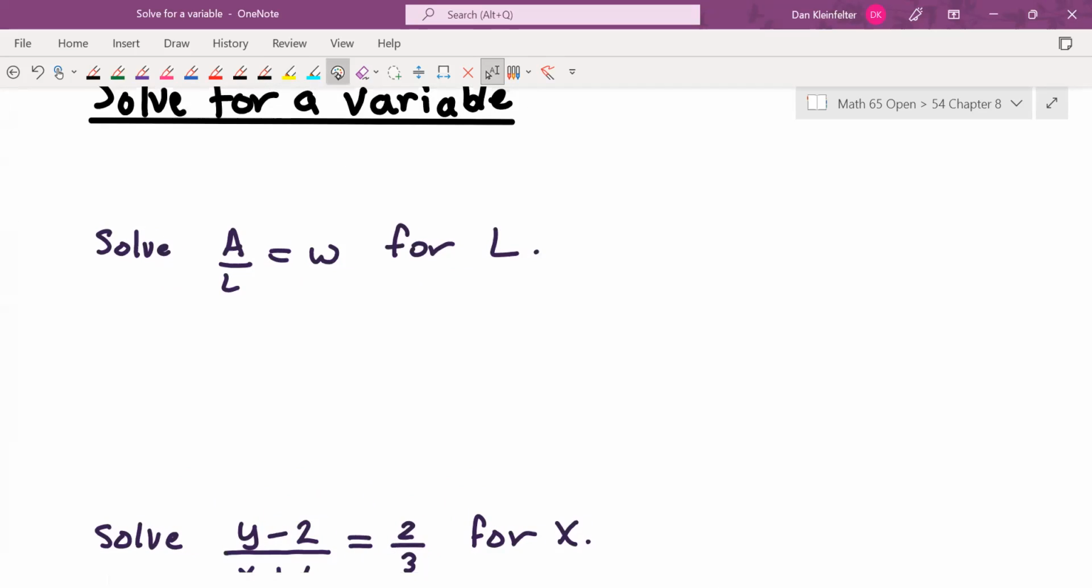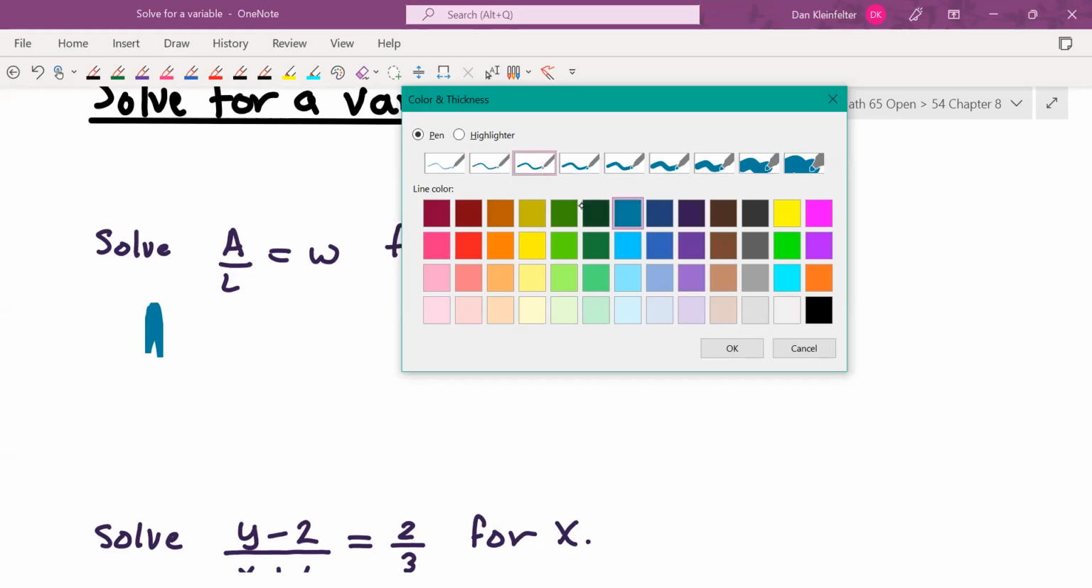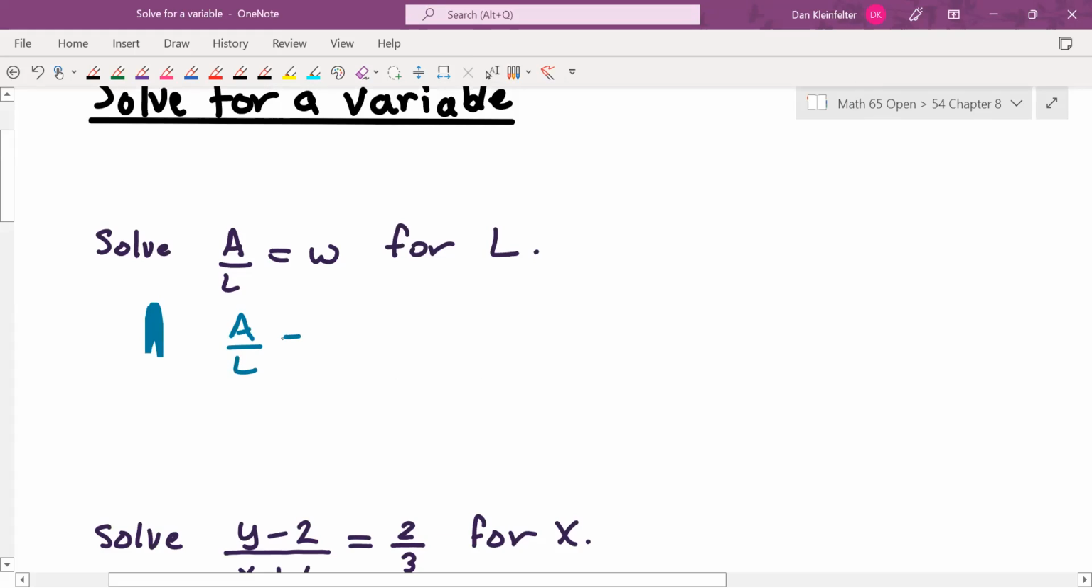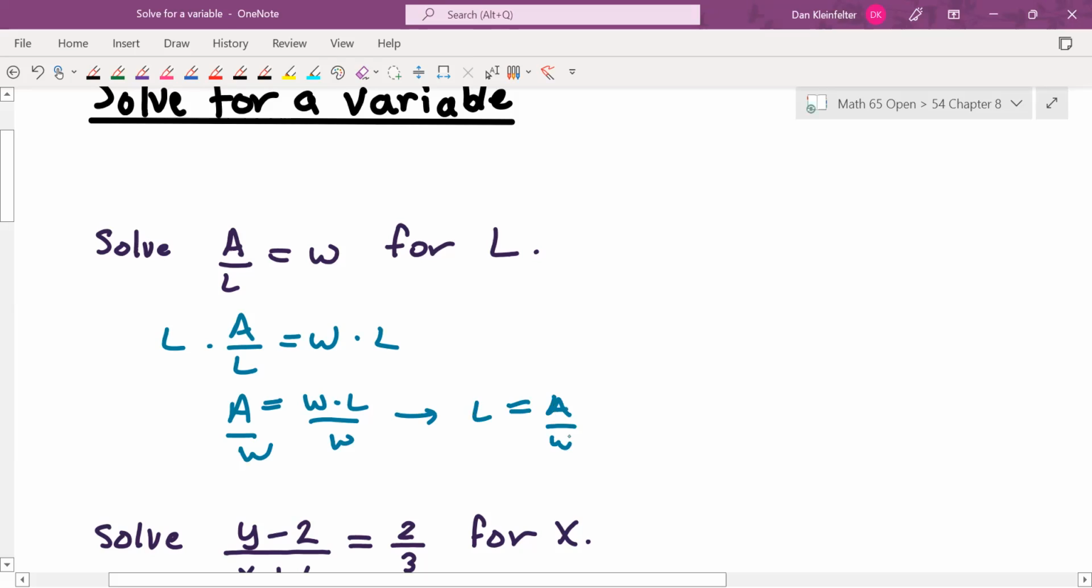So we'll proceed using similar steps as we'd had before. So we have A over L equals W. And what we did before was we'd multiply both sides by something to make it so that the fraction would go away. In this case, we need to multiply both sides by L. So that on the left side, we'll just have an A, and then on the right side, we'll have W times L. We want the L by itself, though, so we're going to divide both sides by W. So it looks like L is A divided by W. And that's the end of it.